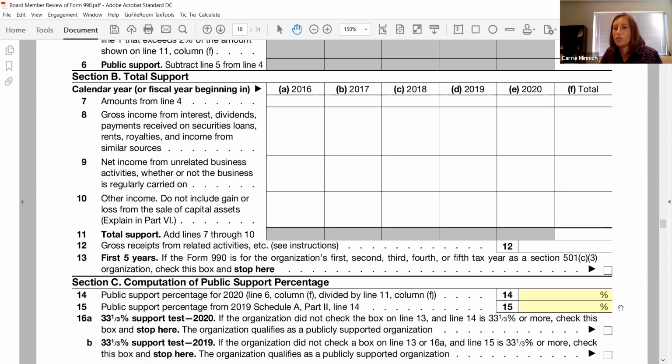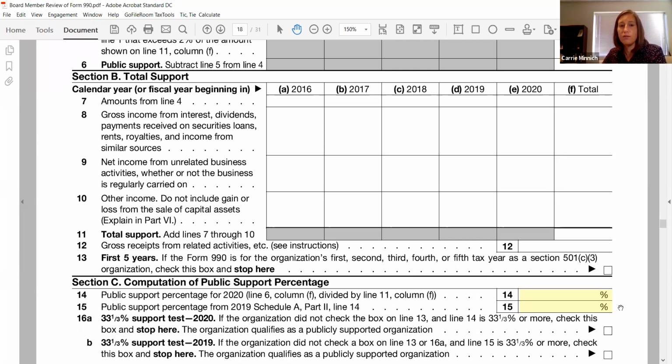If you fail this public support test for 2 consecutive years, the IRS is saying, okay, you're not a publicly supported organization anymore. That means you're going to be determined to be a private foundation. That means you have to file a 990 PF. That means you have to pay excise taxes and you have to follow all the rules for a private foundation.